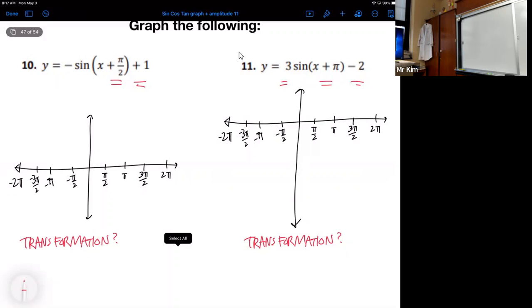What is this plus pi over 2 going to do in terms of graph transformation? That's where you're going to start. Remember, for sine, I gave you this table for a reason. Sine goes from 0, 1, 0, negative 1, 0. But negative sine goes from 0, negative 1, 0, 1, 0. The zeros are always middle.